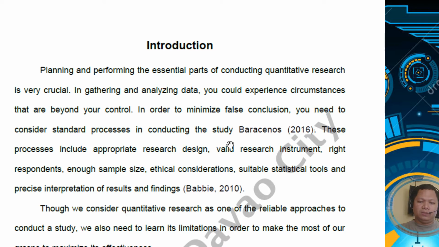So this paragraph talks about the process that you're going to go through when you conduct your research. To minimize false conclusions, you need to follow these steps. In quantitative research, it is already a rigid step because it is highly structured. So we have already a format, and I will show you in the next discussion the format of our research. These are the processes involved.